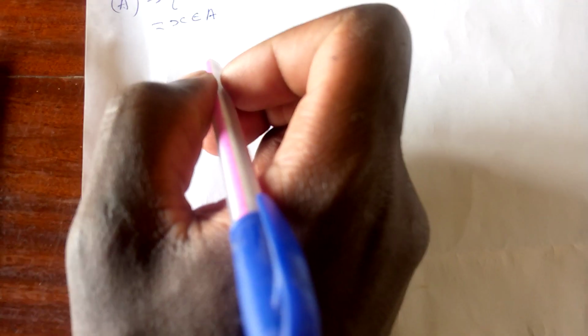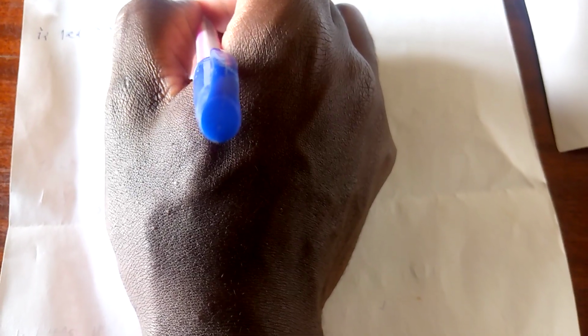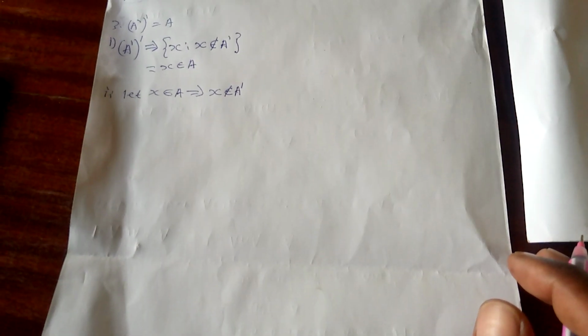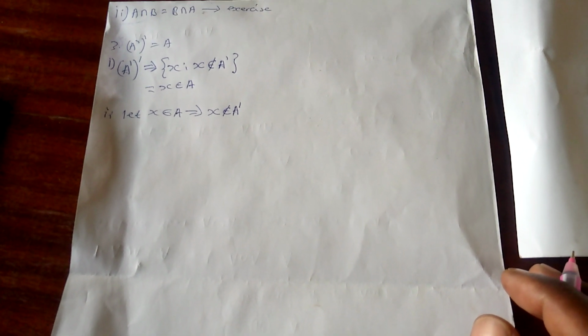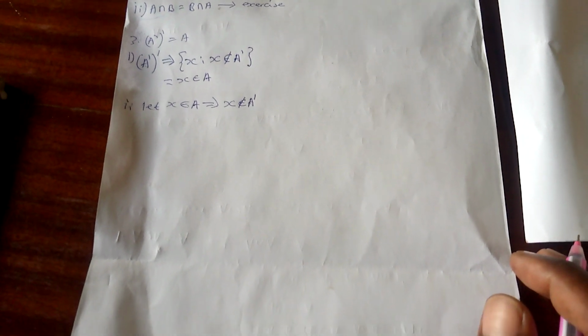So if you want, you can prove it the other way around. We are proving it in reverse form. Let me call this 2 and let me call this 1. So we are saying, let X belong to A. This will imply that X does not belong to A complement. If X is a member of A, that means X does not belong to the set outside A.